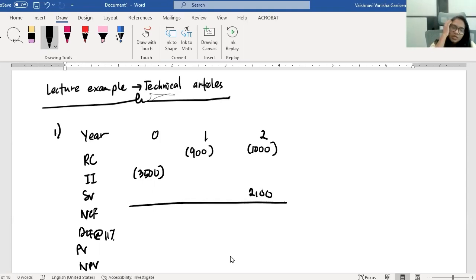So my net cash flow for year 0 is 3,500, 900 and 1,000, sorry, positive 1,100. So here 1.000. Okay guys, I think this is 0.901. Let me double check. All right, 0.812.